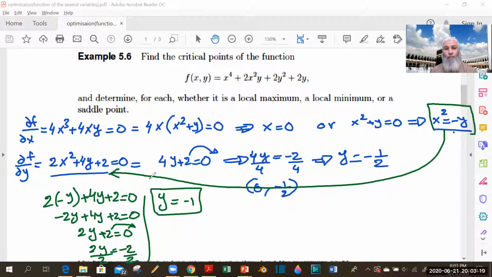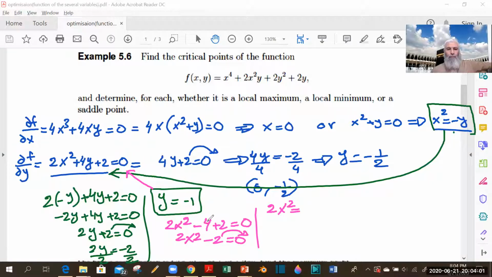Now we substitute this in any function. Which one, say here. Okay. So we just put y equals negative 1 here. So it's 4 multiplied by negative 1, 4 plus 2 equal to 0. So 2x squared minus 2 equal to 0. Minus 2 will come here. So this is 2x squared. What about 4? We had 4. I understood that y equals negative 1. I didn't understand where you got 4.